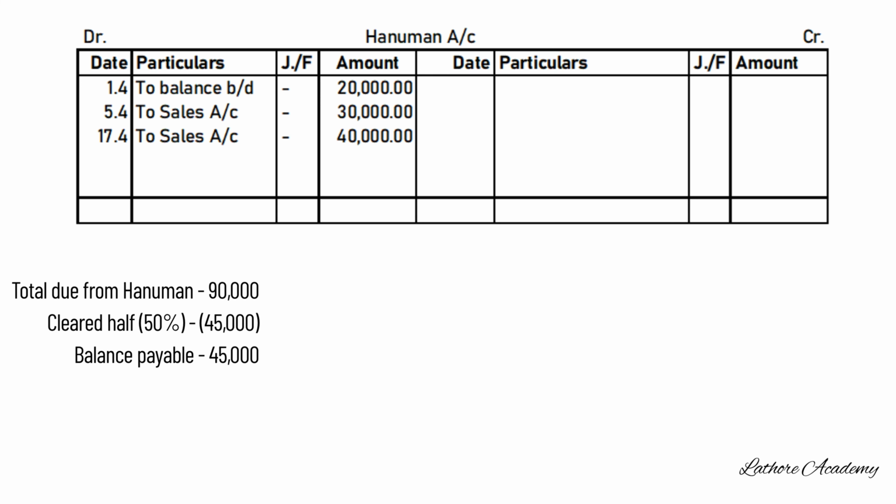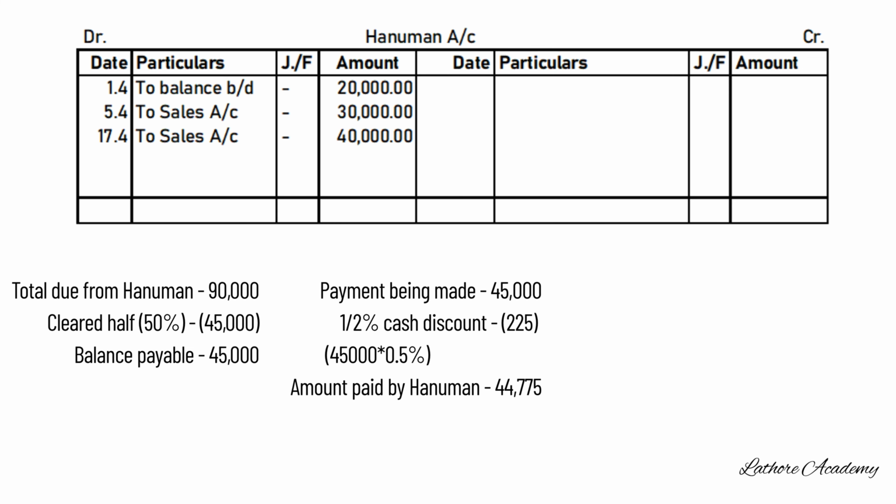When he is willing to pay 45,000 rupees, we are giving him a half percent cash discount, which means 45,000 into 0.5% comes to 225. Students, please remember, this is half percent and not half. Generally, students make mistakes here by confusing it and treating half percent as half. Half is different from half percent. So 45,000 into half percent gives you 225.